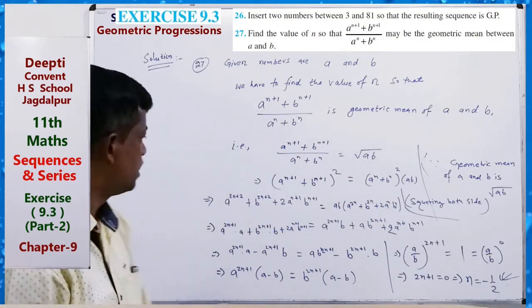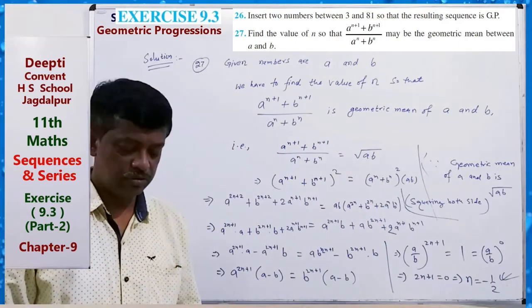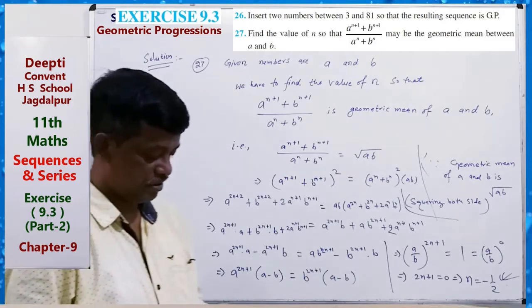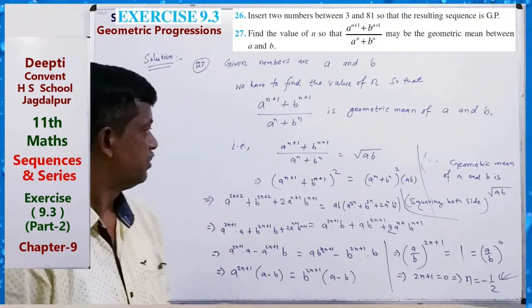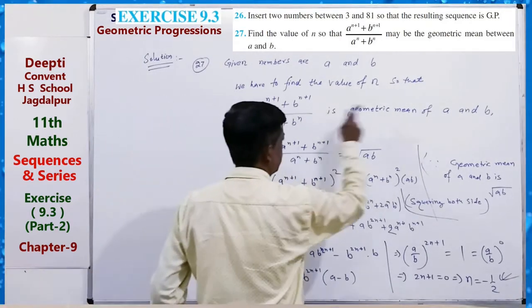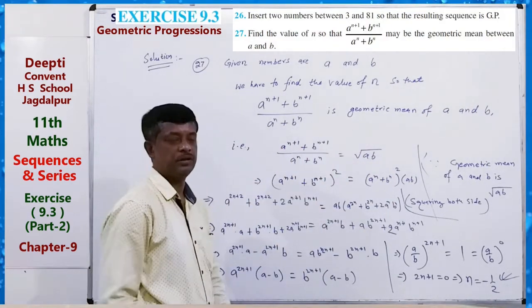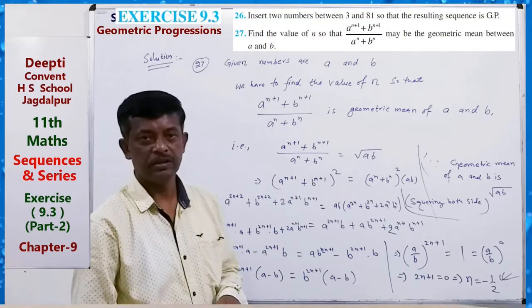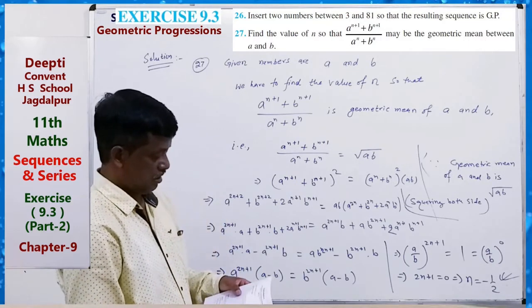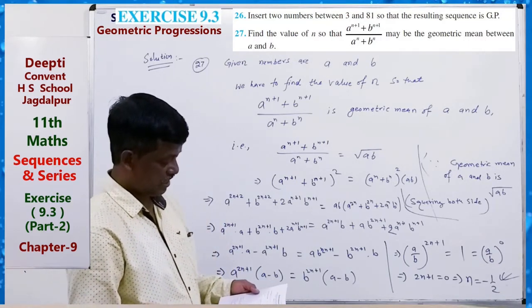So this type of process you can do for finding the value of n. This is the geometric mean between a and b, which equals root of ab. Root of ab is the geometric mean of a and b. Okay, now 28.